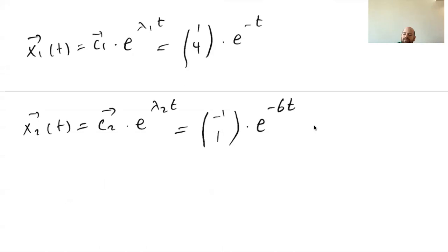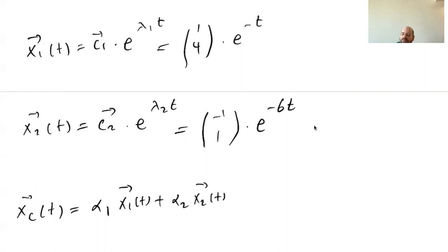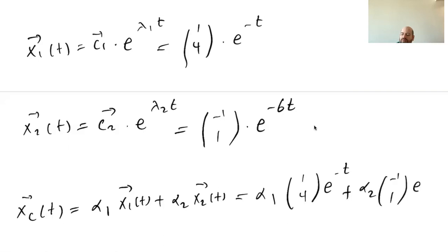And then xc of t will be a linear combination of these two. Xc of t will be some constants, let's say alpha 1 x1 of t plus alpha 2 x2 of t. And that's going to be alpha 1 (1, 4) e to the power minus t plus alpha 2 (-1, 1) e to the power -6t.